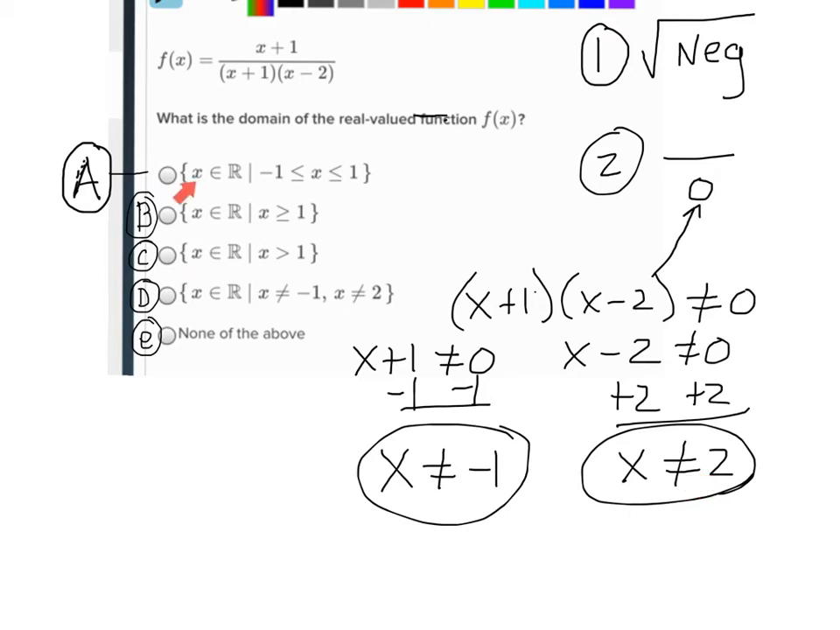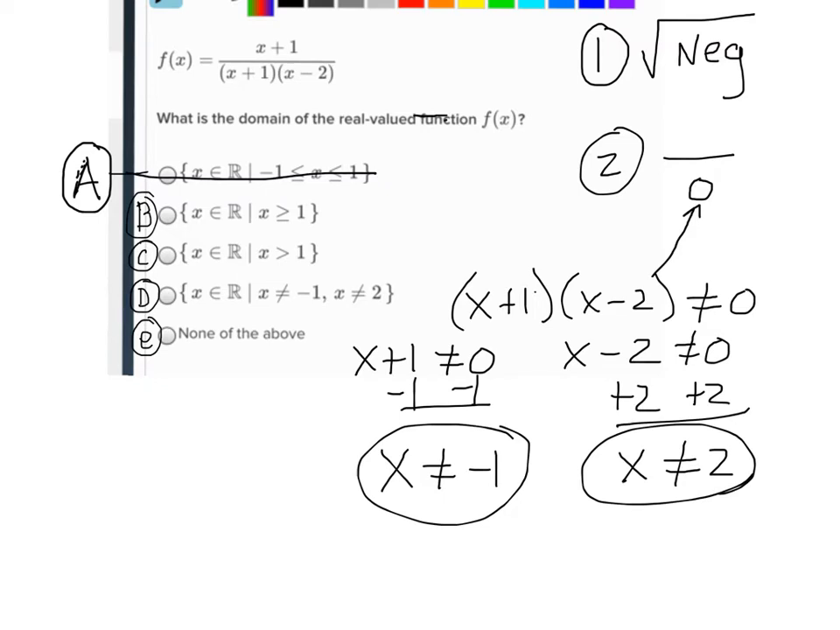A says x can be any real number between negative 1 and positive 1. Well, we're saying it can be any number even outside of negative 1 and positive 1 as long as it's not negative 1 and it's not 2. So A is not correct.